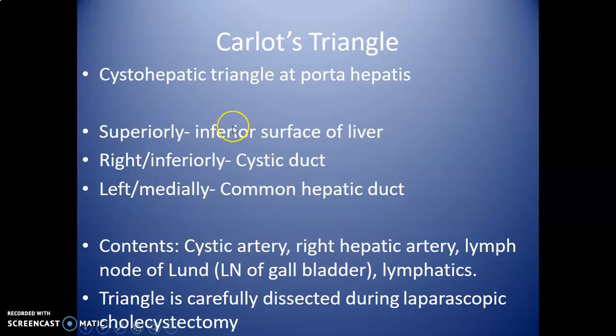The Calot triangle is also called the cystohepatic triangle. It's located at the porta hepatis, which is the area of neurovascular structures in the liver.